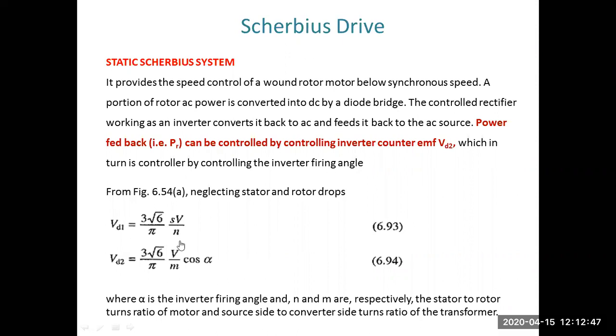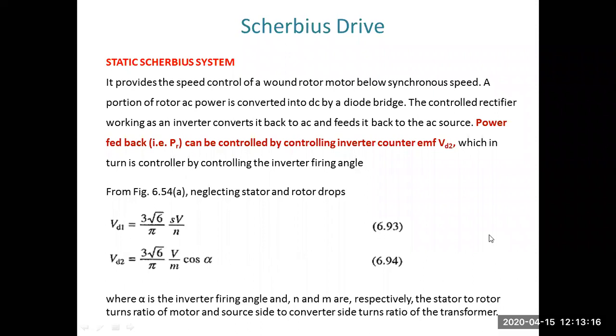But at the inverting end, we are not using this term slip, because this is a separate system operating in a separate fashion. So we are using this expression. Now, what is alpha? Alpha is the inverter firing angle. In the rectifier mode we don't use the expression cos alpha, but this is inverter mode, so we are using the term cos alpha. I hope you get the idea about this expression.